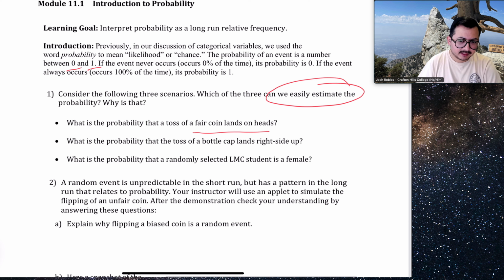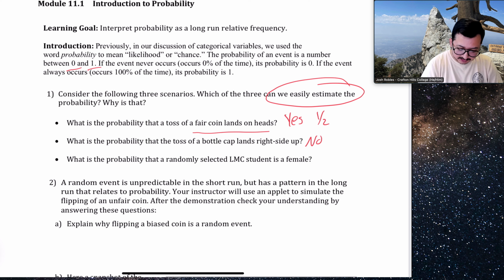All right, so another example, just warming up on these probability ideas. What is the probability that the toss of a bottle cap lands right side up? Can we easily estimate that? No, there's no mathematical answer we can do. We have to sit there and test it 10,000 times and say, oh, it looks like around 20%, I'm just making that up, it seems to be landing one way. So this one is no. This one is yes, we knew the answer. It's a half, or 0.5.